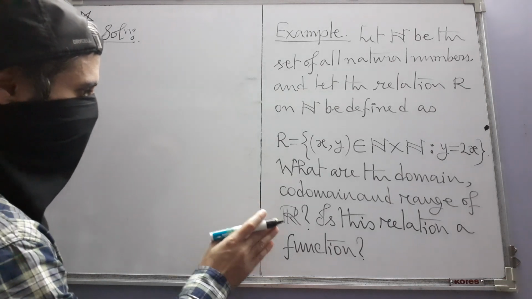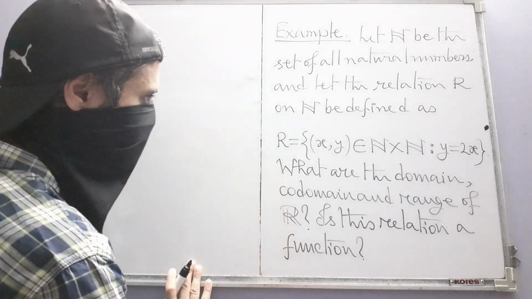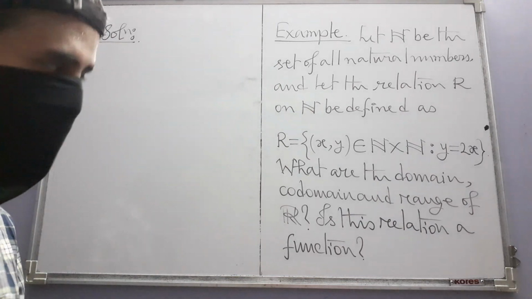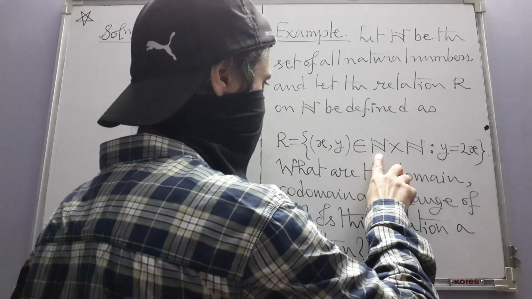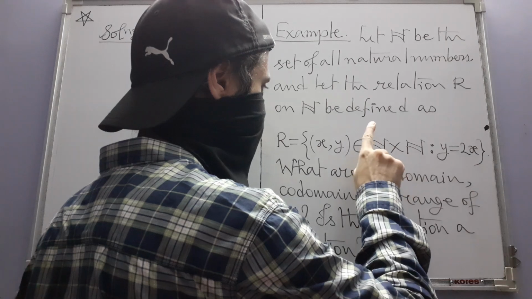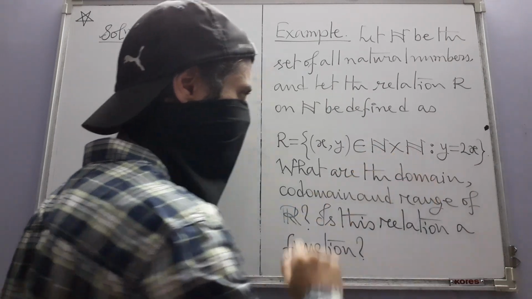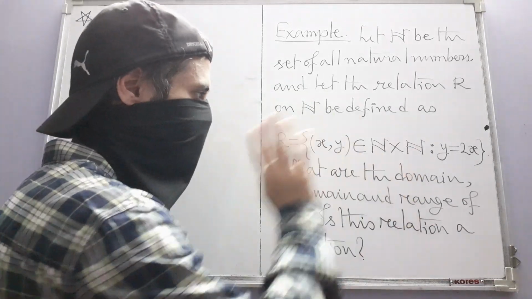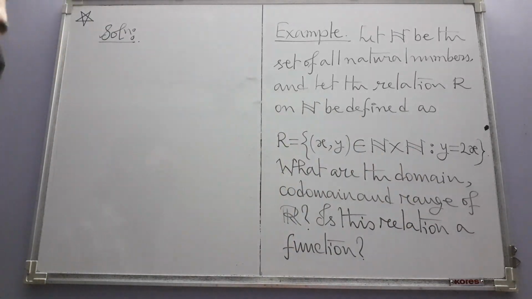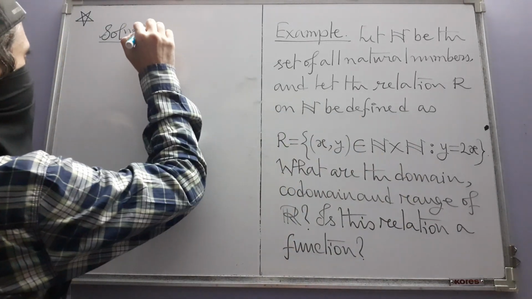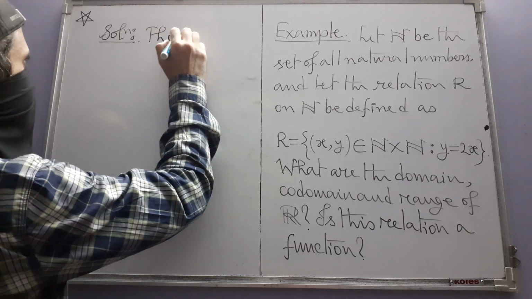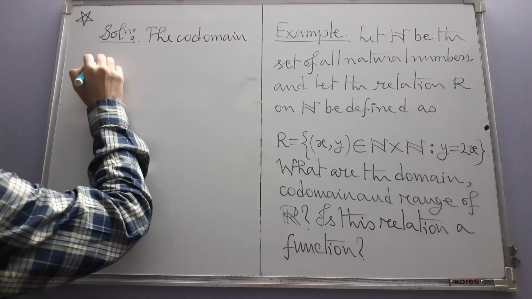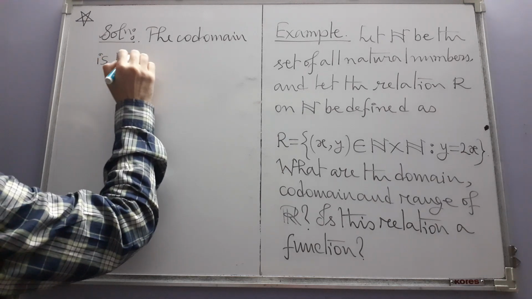So what are the domain, codomain and range of R? What is this relation? This relation has the first set in N and the second set also in N. So codomain of course is just N, that we can say straight away. So let's just say that first. The codomain is N.